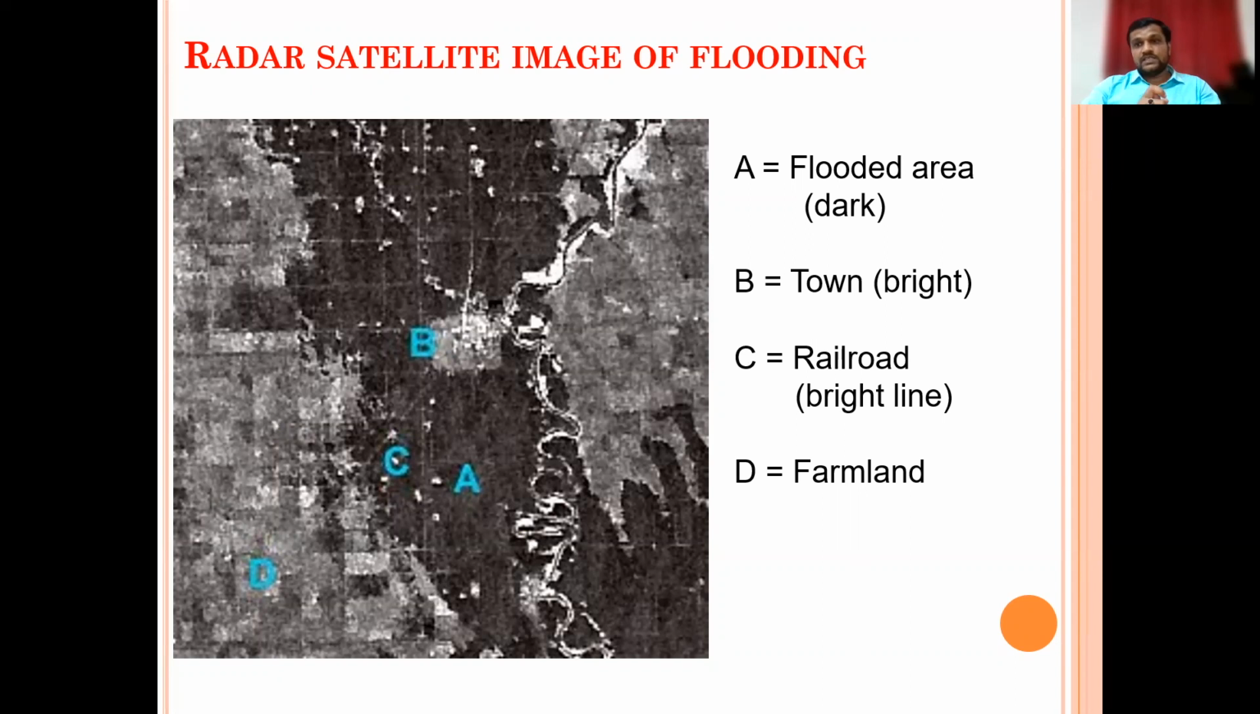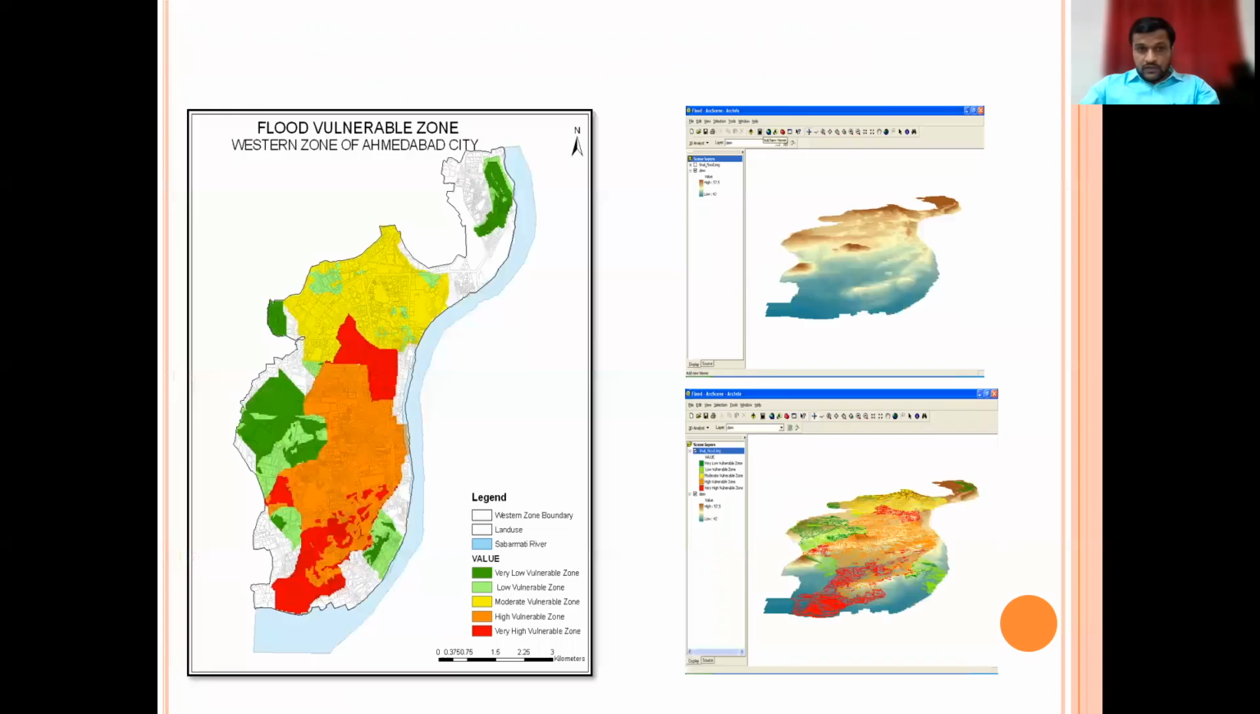Active remote sensing, as already discussed, is also useful for identifying the flooded area in case of bad weather conditions. We can also prepare flood vulnerable zones using the GIS and remote sensing approach. We can categorize the entire flooded area into low, medium, or high vulnerable zones for the evacuation plan for the people living in that area.